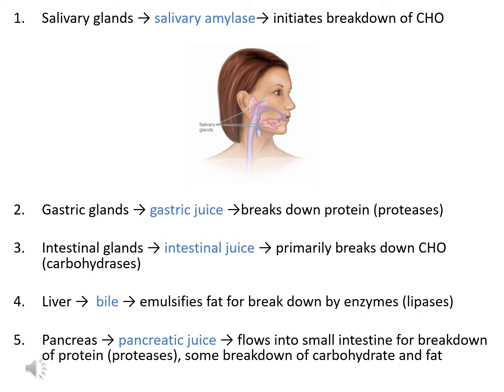Then lastly, we have the pancreas. The pancreas produces pancreatic juice. This juice flows into the small intestine, and allows for the breakdown of protein because of the presence of protease enzymes, as well as the breakdown of carbohydrate and fat.